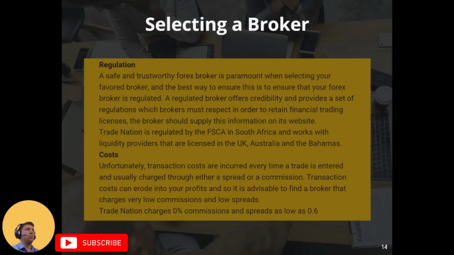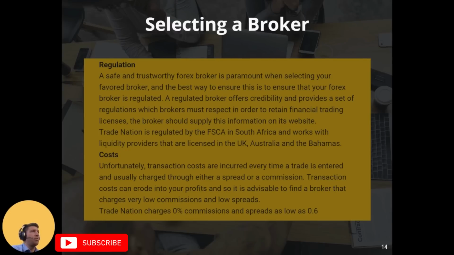So, in terms of selecting a broker, as I mentioned in the beginning of this clip, it is vitally important that you select a broker that resonates with your objectives of trading and you really understand the broker. One of the first points that I would recommend looking for is a regulated broker. A safe and trustworthy Forex broker is paramount in selecting your favorite broker. The best way to ensure that is to check that your Forex broker is regulated. A regulated broker offers credibility and provides a set of regulations which brokers must respect in order to retain financial trading licenses. The broker should supply this information on its website.